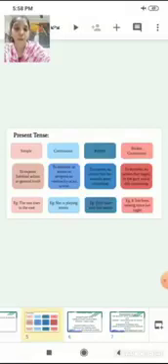Present perfect continuous. Present perfect continuous describes an action that began in the past and is still continuing. So there's an action here that began in the past and is still going on. For example, it has been raining since last night.